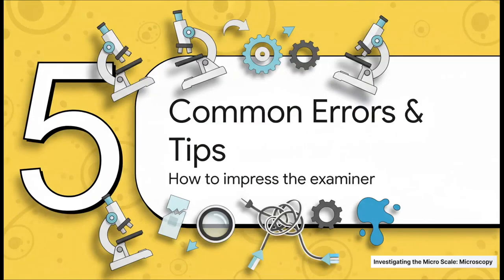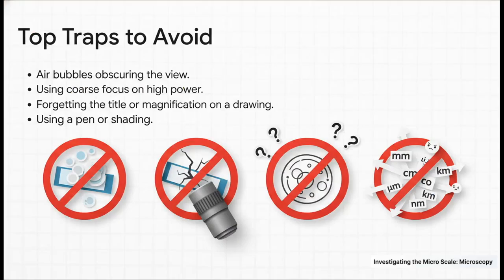And that brings us to our final section: how to stop throwing away easy marks. Let's run through the most common mistakes students make so that you can avoid them. You really want to watch out for these traps. Air bubbles are a classic. They just get in the way of what you're trying to see. Never, and I mean never, use the coarse focus knob on high power. You could smash the slide right into the lens.